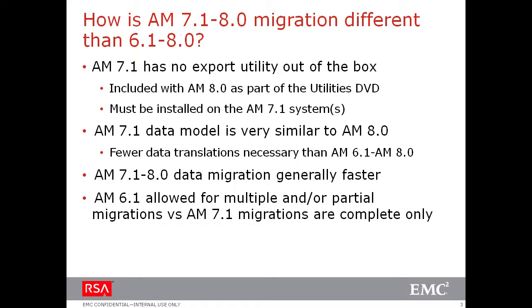In general, we've done a lot of optimizations as well, so the data migration is generally faster from 7 to 8 than it was from 6 to 8, or from 6 to 7. The Auth Manager 6.1 migration allowed for multiple or partial migrations to 7 or 8. Now 7.1 to 8 is really an all or nothing proposition. You can't combine multiple deployments as part of the migration process. However, there is an import-export functionality in 8 that may allow that later on.